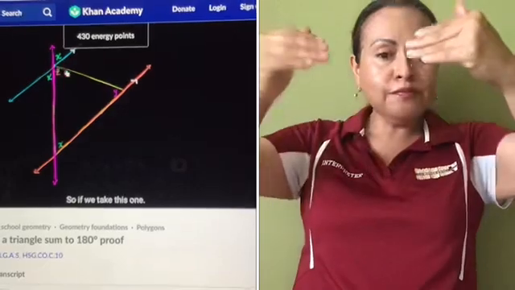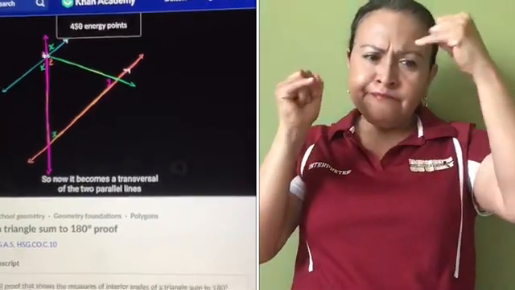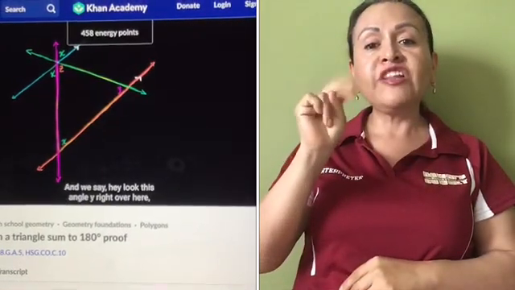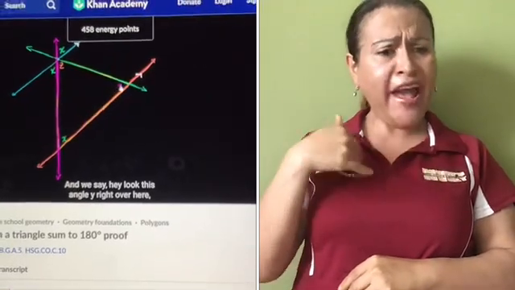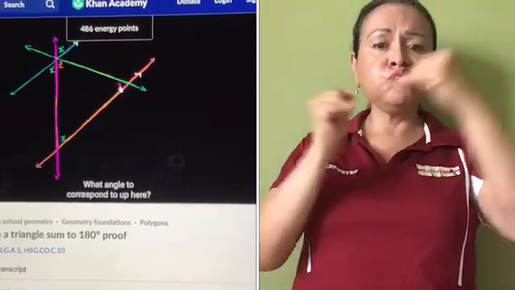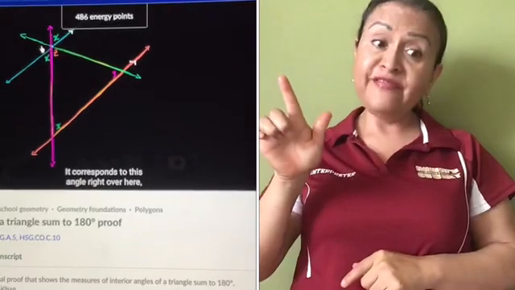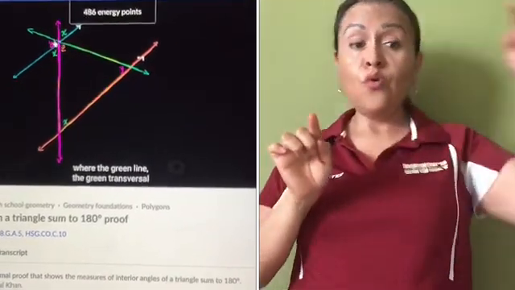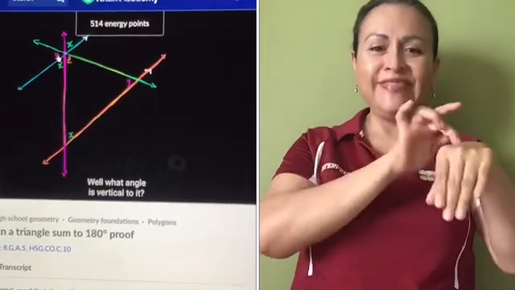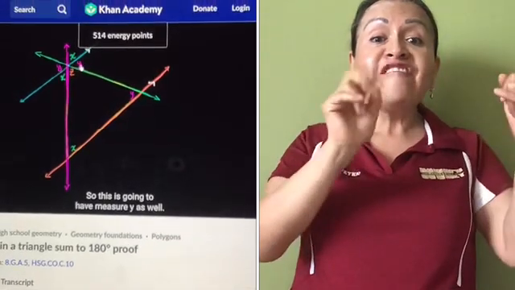So if we take this one, we just keep going, so it becomes a line. Now it becomes a transversal of the two parallel lines, just like the magenta line did. And we say, hey, look, this angle y right over here is formed from the intersection of the transversal and the bottom parallel line. What angle does it correspond to up here? Well, this is kind of on the left side of the intersection. It corresponds to this angle right over here where the green transversal intersects the blue parallel line. Well, what angle is vertical to it? Well, this angle. So this is going to have measure y as well.